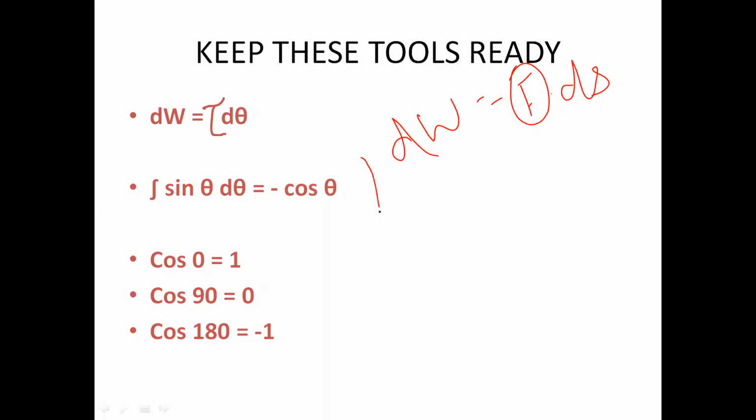Next, these are the set of mathematical tools we will be using in this derivation. One is the integral of sine theta d theta, which will be minus cos theta, and values of cos for three different angles we'll be using while discussing some special cases. Cos 0, as everybody knows, is 1. Cos 90 is 0 and cos 180 is minus 1. So these are the tools which we should grab in order to do the derivation in a better way.